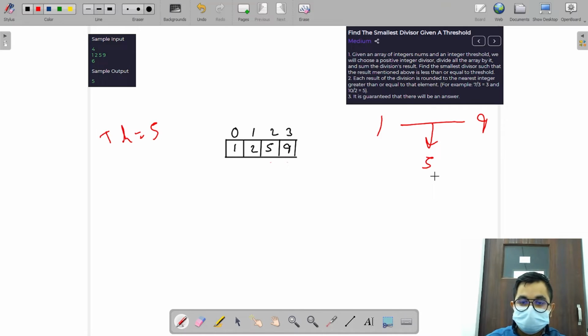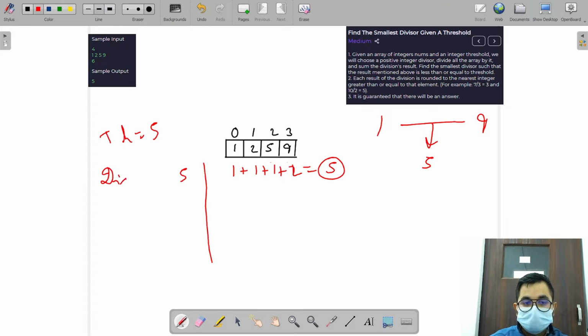Mid is 5. And we are going to check the sum of quotient made by 5. 1 plus 1 plus 1 plus 1 plus 1. Not 1, 2. And I have 5. So 5 could be my possible divisor.